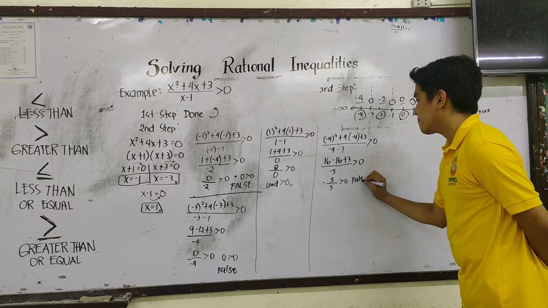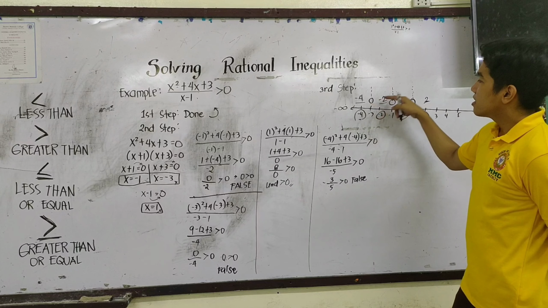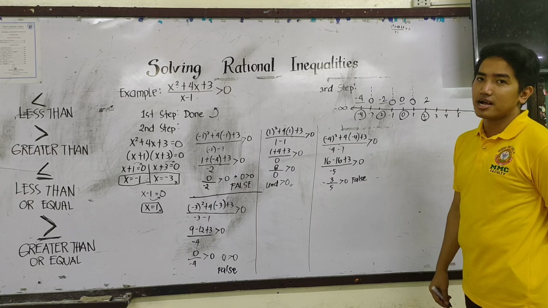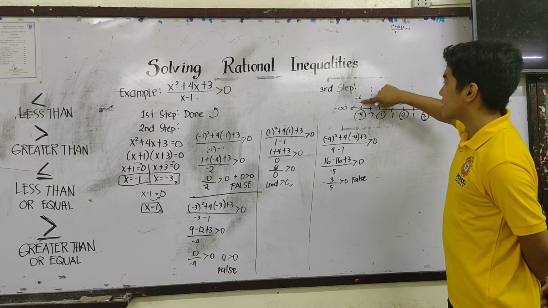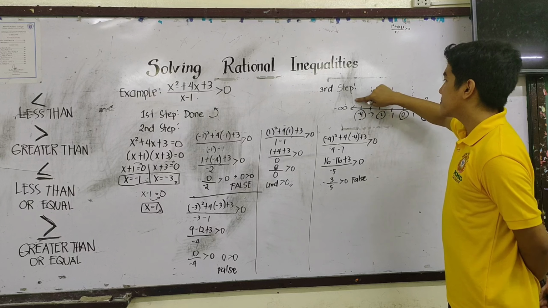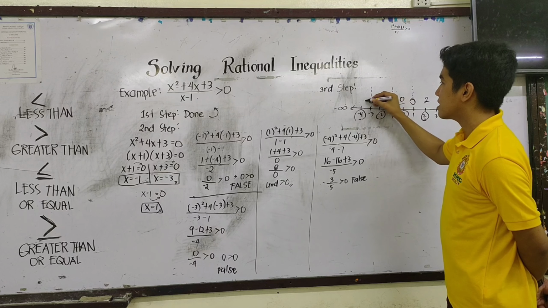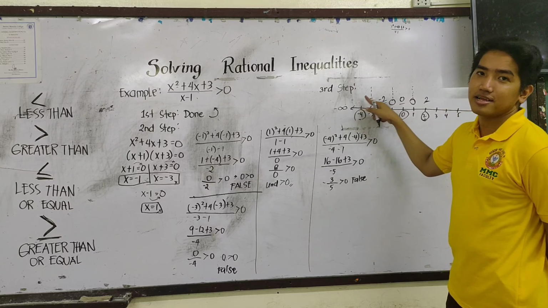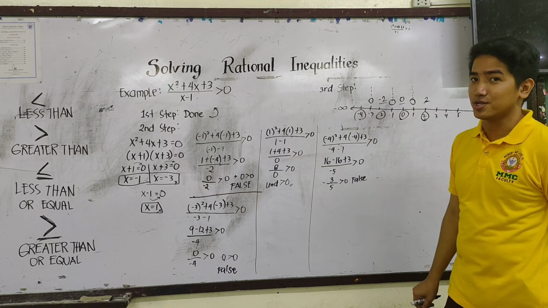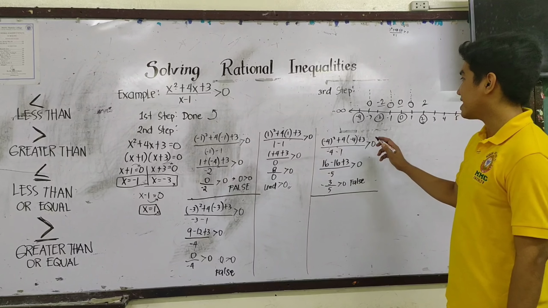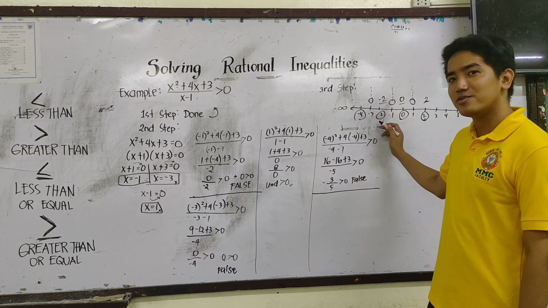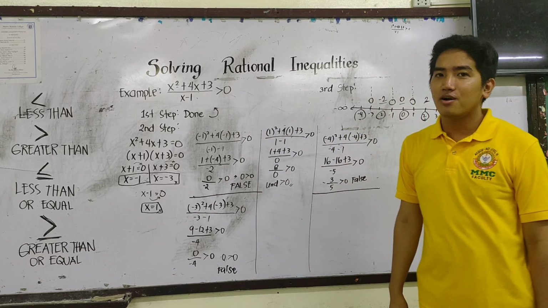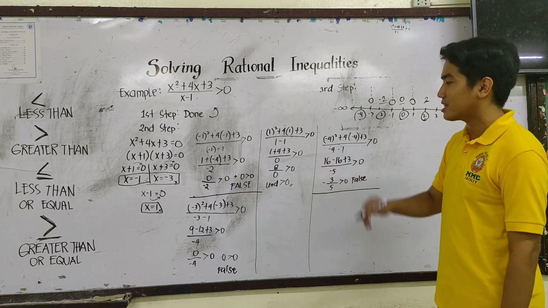So, ibig sabihin, from negative 3 papunta dun sa ating left side, hindi sila part ng ating solution. So, si negative 4, babaranggayan sa negative 4 kasi hindi siya part ng ating solution. So, lalagyan tayo ng arrow. So, magiging blanko lang yan kasi hindi sila part ng solution. Okay? So, we have here the negative 2. Substitute natin yung value ng negative 2 dun sa ating x squared plus 4x plus 3 all over x minus 1 is greater than 0.